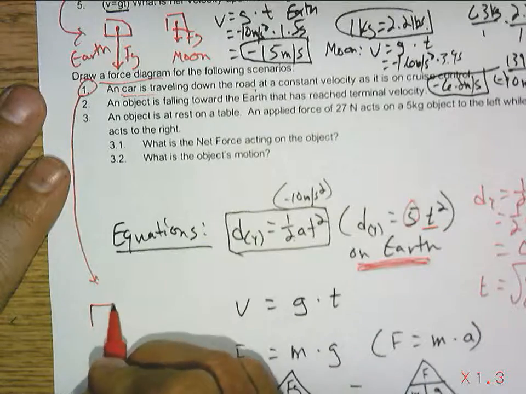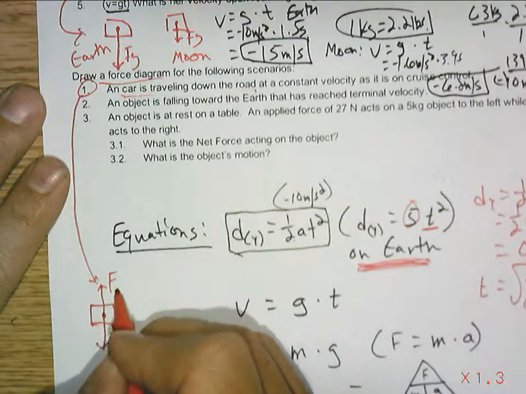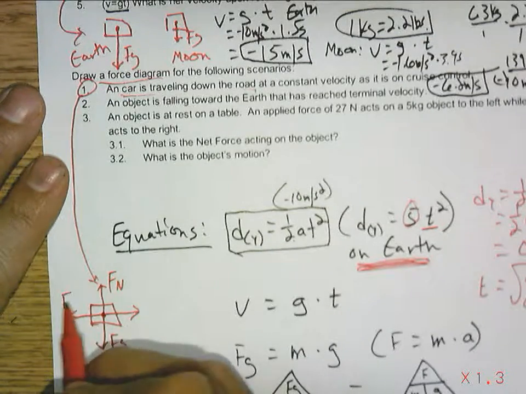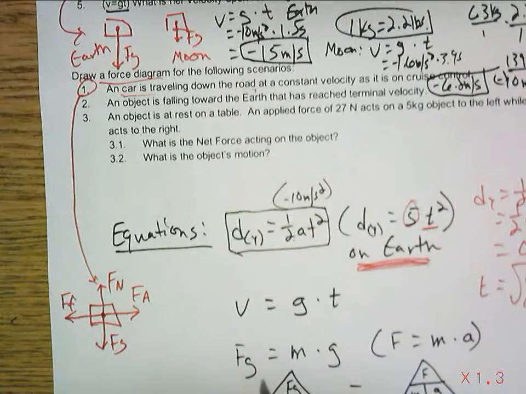Well, if it's cruising down the road, I know that F of g is down. I know that the normal force is up. And I know that friction's involved. So friction must be countered by the applied force of what's taking place within the car itself.